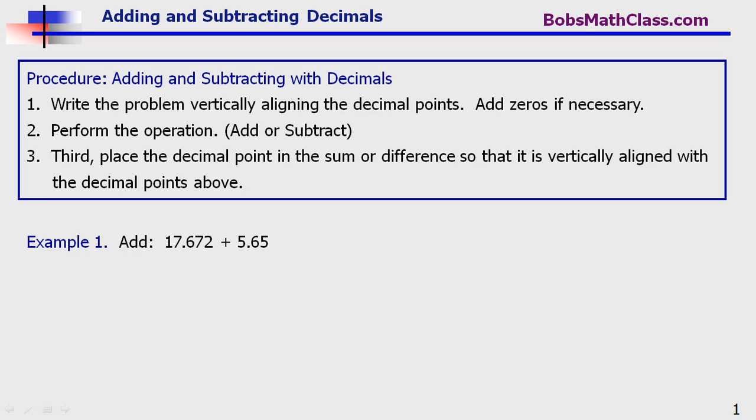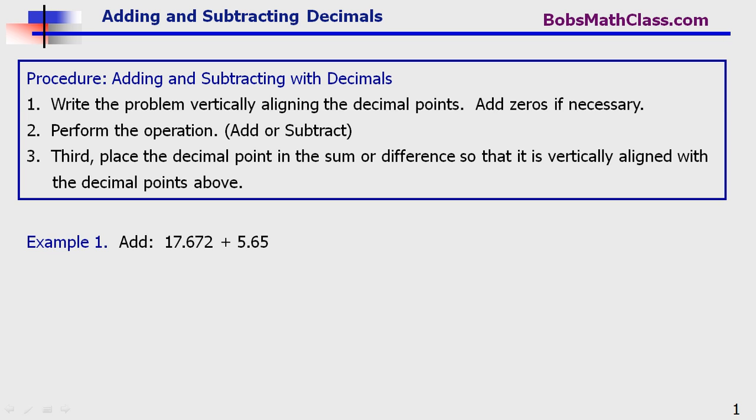Welcome. This video is on adding and subtracting decimals. First, our procedure. The procedure for adding and subtracting with decimals. Number 1, write the problem vertically, aligning the decimal points. Add zeros if necessary. Number 2, perform the operation, which is addition or subtraction. Number 3, place the decimal point in the sum or difference.